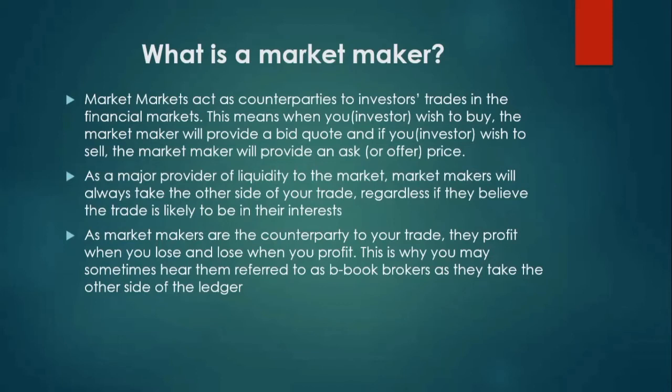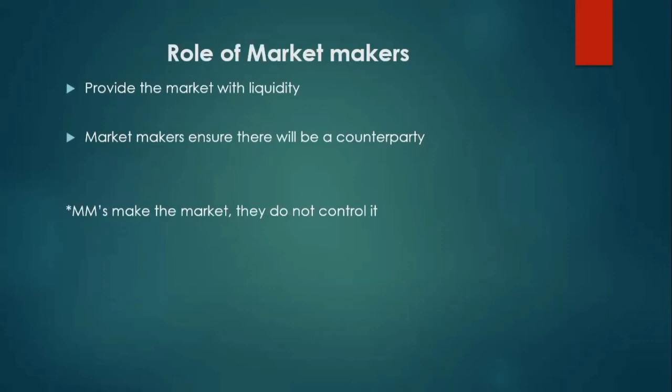As a major provider of liquidity to the market, market makers will always take the other side of your trade, regardless of whether they believe the trade is likely to be in their interest or not. So as the market makers are counterparty to your trade, they profit when you lose and they lose when you profit, right? Like I said, their role is to provide the market with liquidity. Market makers ensure that there's always going to be a counterparty to a trade.